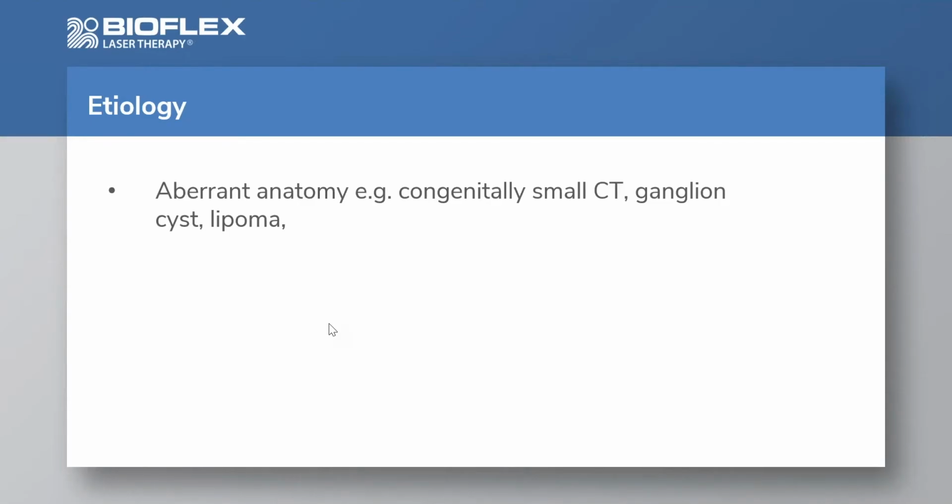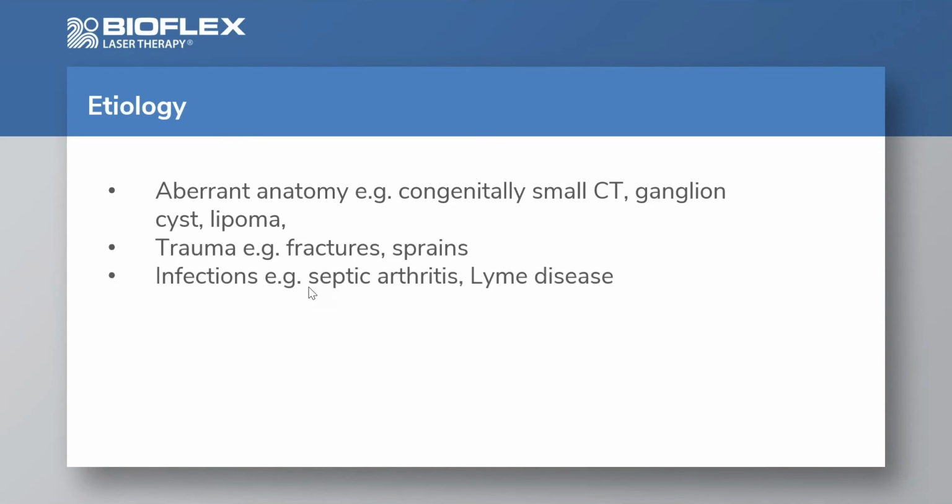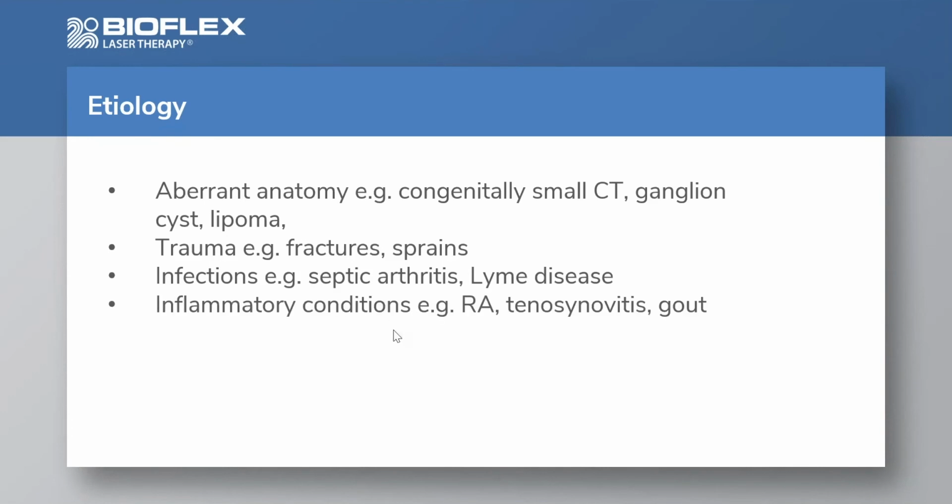Other causes or known etiologies are abnormal anatomy, congenitally small carpal tunnel, obviously. Sometimes ganglion cysts or lipomas can cause the compression. Obviously, traumas, sprains in the wrist area, types of infections, septic arthritis and Lyme disease.